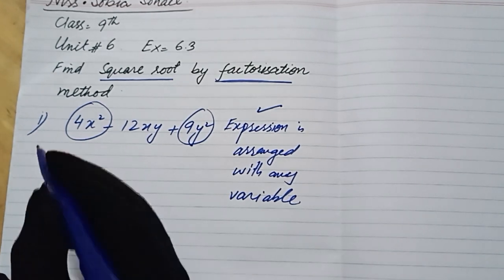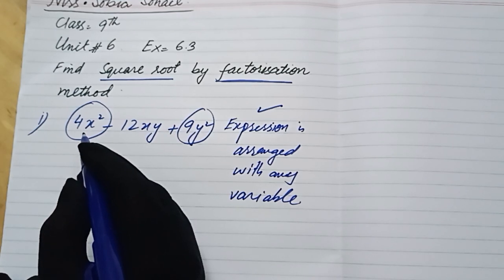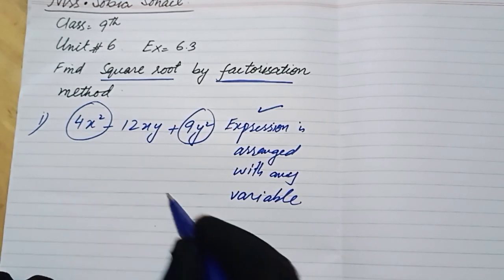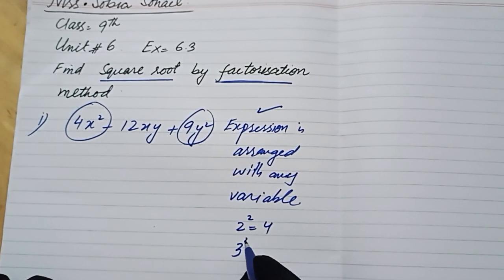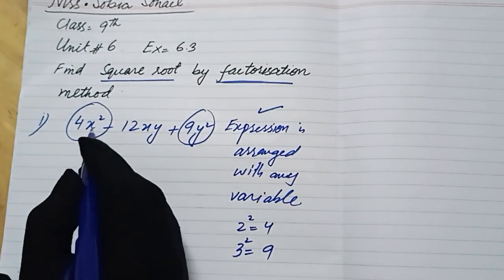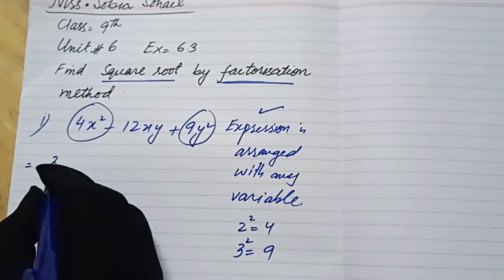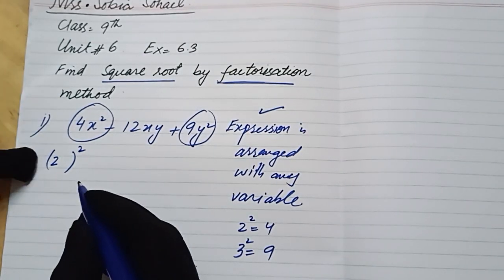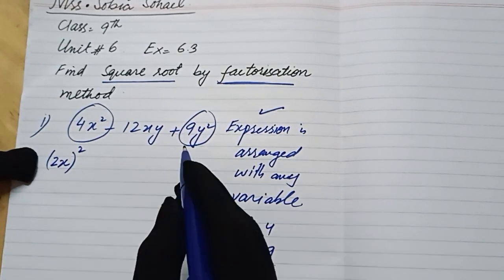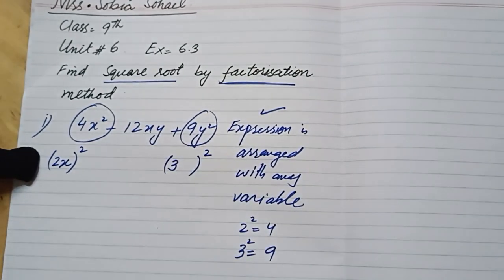Now the first term and the last term must contain whole square numbers. Whole square numbers means the coefficient also and the variable also must belong to the whole square category. 4 is a square number, as 2 square is equal to 4, and 9 also is a square number, as 3 square equals 9. So we can write this and this in whole square form. This is the whole square of 2 and this is the square of x, and this one, 9, is the square of 3, and y square is the square of y.